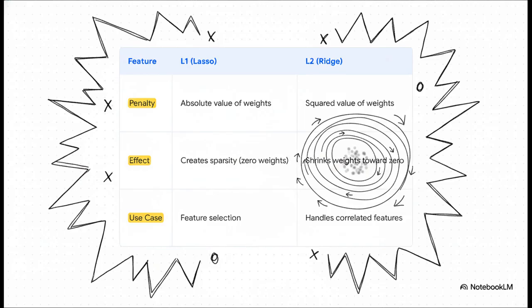And its coolest trick is that it can shrink the parameters of useless features all the way down to 0, basically acting like an automatic feature selector. Then there's L2, or ridge. It penalizes the squared value. This guy pushes all the parameters towards 0, but doesn't usually zero them out completely. It's fantastic when you think most of your features are probably useful to some degree.